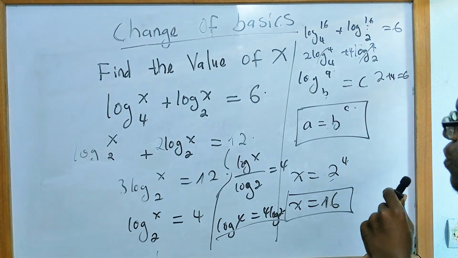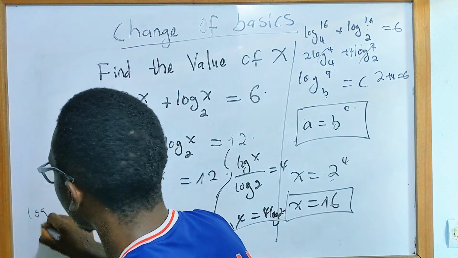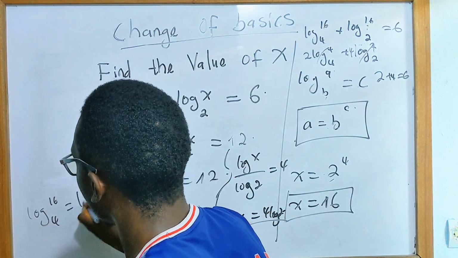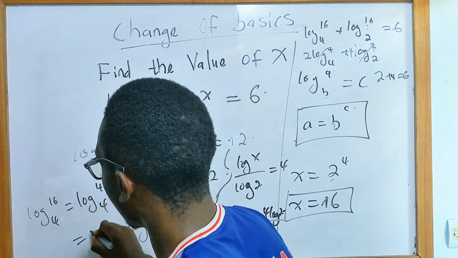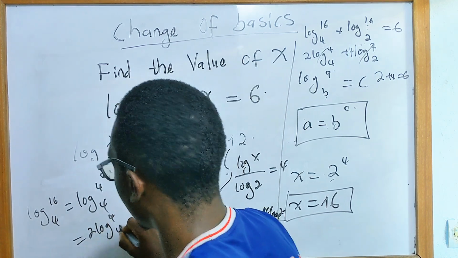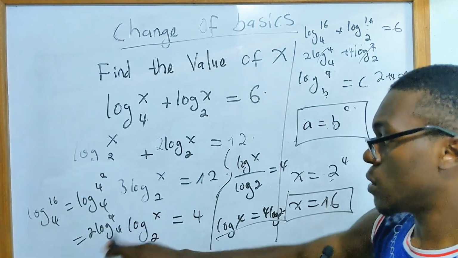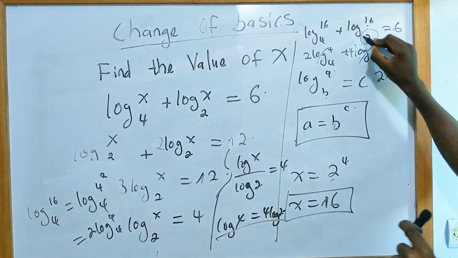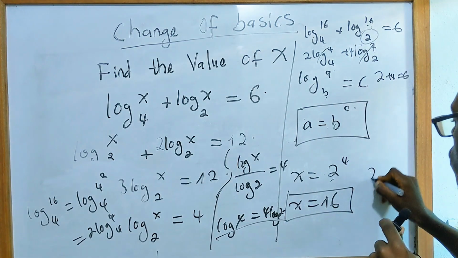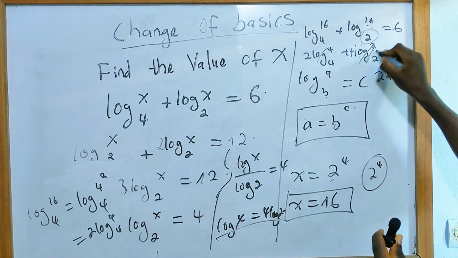I know you're asking how this manipulation was done. You know that log of 16 base 4 is the same thing as log of 4 squared base 4, that will equal 2 log 4 base 4. This applies everywhere. It's not just when the base is 10. When any base is there, you can apply this basic formula. And in this other case, since we have 2 here and 16 is 2 to the power 4, we have 4 log 2 base 2, so the log cancels out and gives a 1.